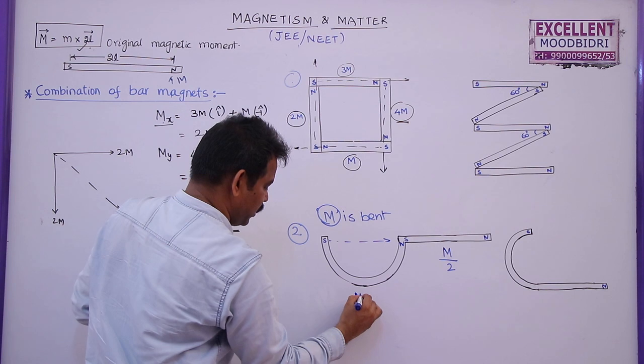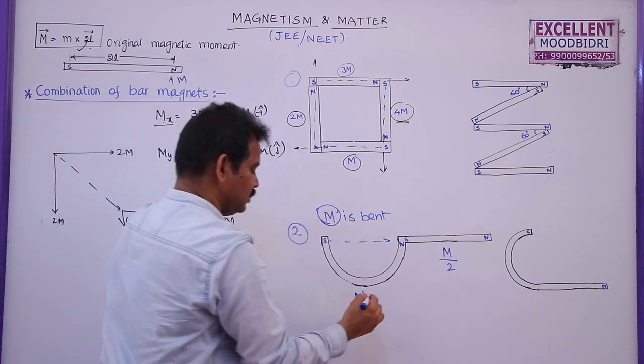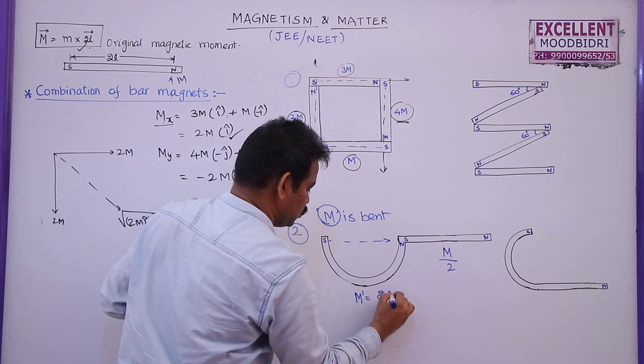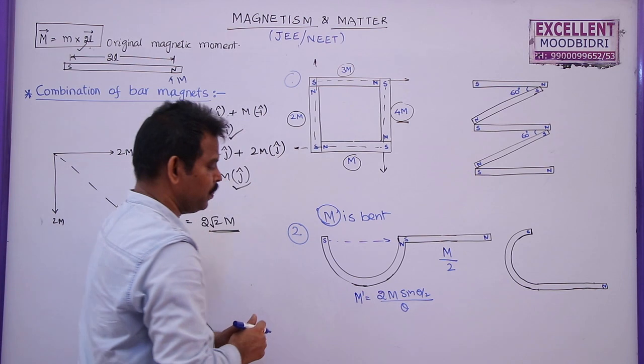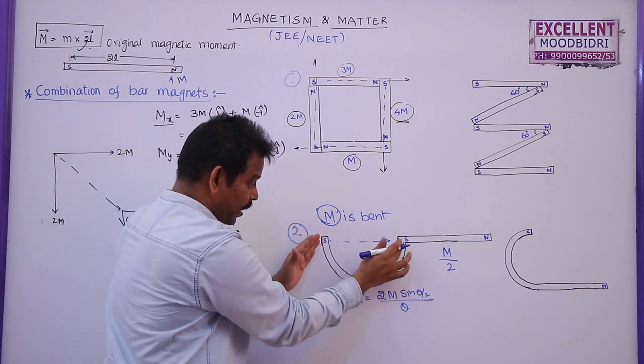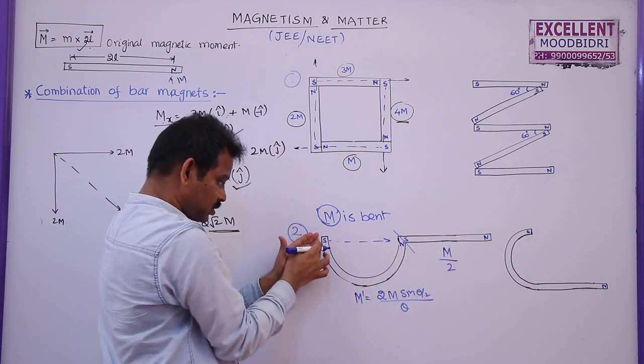So here I am going to write M dash equal to, whenever a magnet is bent in the form of a semicircle, 2M sin theta by 2 by theta. But remember students, the actual moment before bending this one is m by 2, and this is also m by 2.